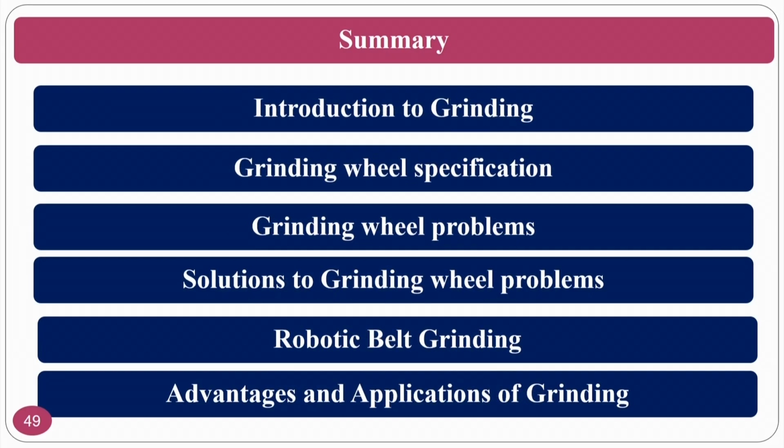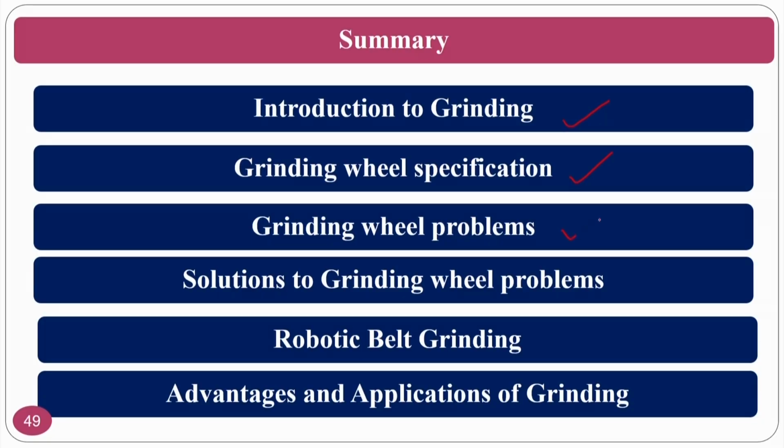Coming to the summary of this class, we have the introduction to grinding, then the grinding wheel specification. We have seen the type of abrasive, size of the abrasive particles in types of mesh, grade of the abrasive particle, then the structure, and what type of bonding. Wheel problems are wheel loading and truing. Wheel glazing is another problem that we have seen, and the solutions. You can do the truing operation to get the true shape. You can do the dressing operations so that you can remove the top layer of the glazed surface, or you can also remove the loaded material by the dressing operation.